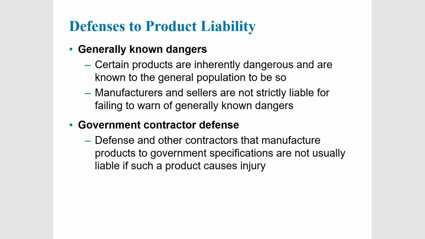There have been some lawsuits recently where people try to sue gun manufacturers when somebody gets shot, or like in the instance of school shootings or something like that. And usually the defense is the generally known danger defense. It's generally known that guns are dangerous. They're manufactured that way. And that's known to the public. So thus far, manufacturers of guns have not been held strictly liable for failing to warn about those dangers that are generally known.